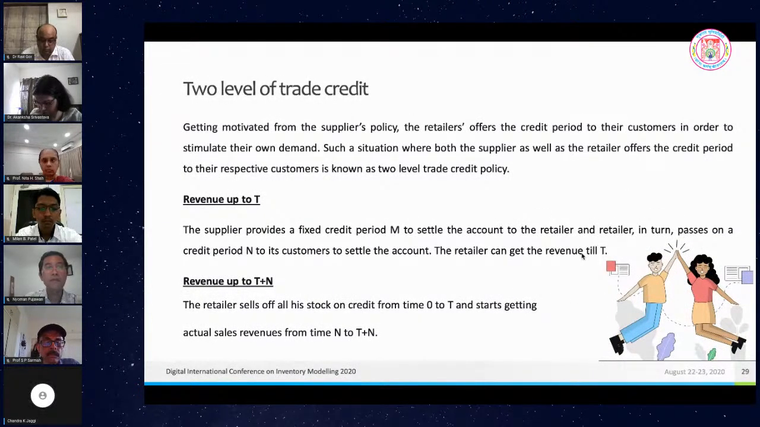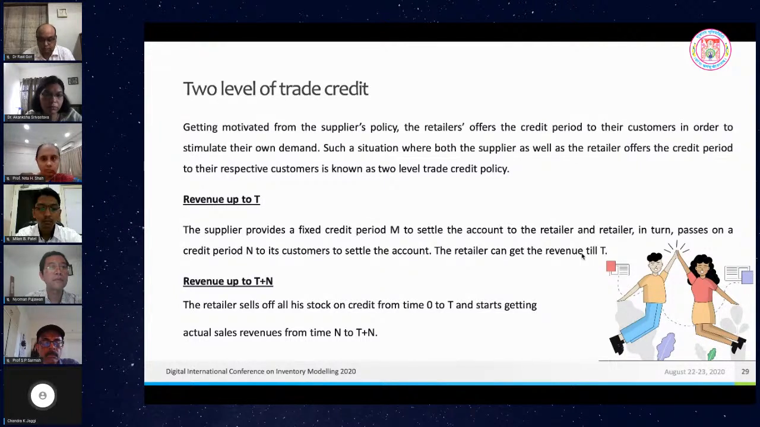Okay, that we have not mentioned here because there we see anyway. Now I'm going to two level trade credit. What is a two level trade credit and why did it attract the researchers' attention?